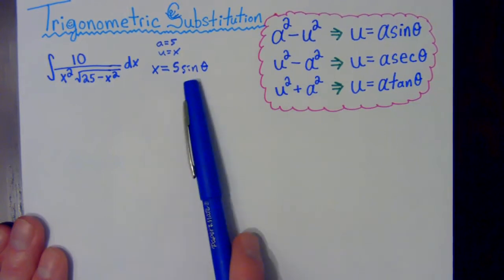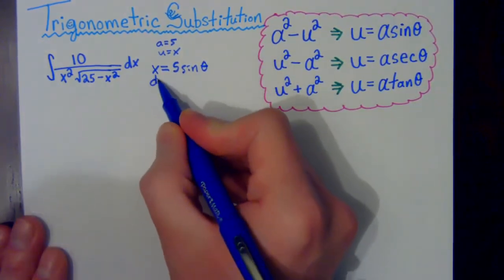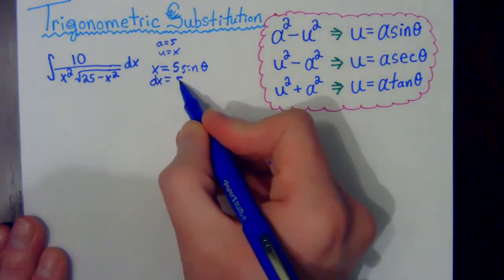Then once you get that down, we're going to take the derivative of this thing. We're going to find the dx. So we're going to do the derivative: sine is going to be cosine.